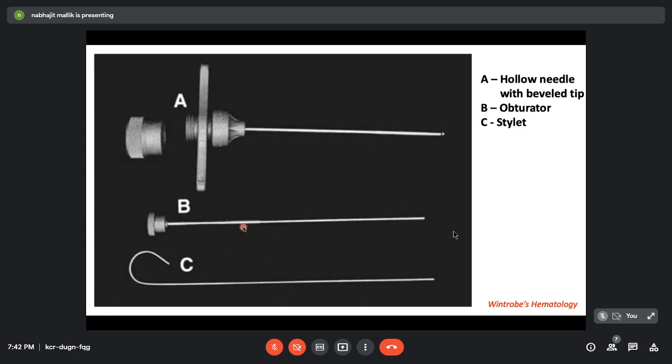The obturator and stylet are names that are used interchangeably. This can also be called a stylet sometimes, but this basically goes inside this hollow needle when the bone marrow is being entered. And once it is entered, this is removed, and the stylet that is there is used at the end to remove the bone marrow biopsy that has been collected. We'll see this in the upcoming slides.